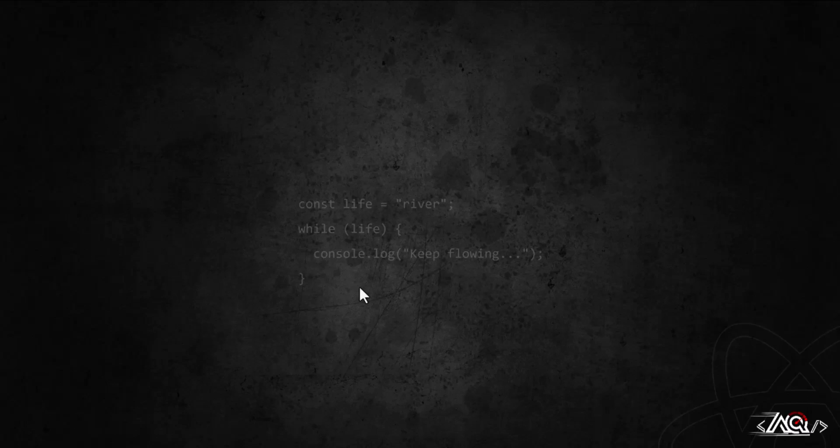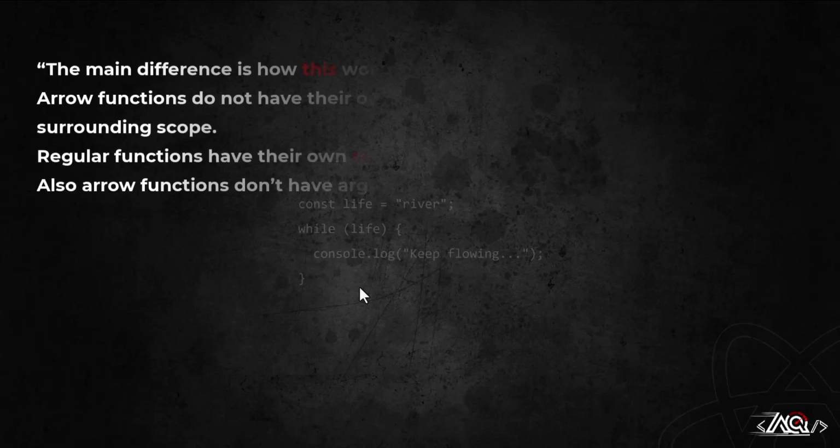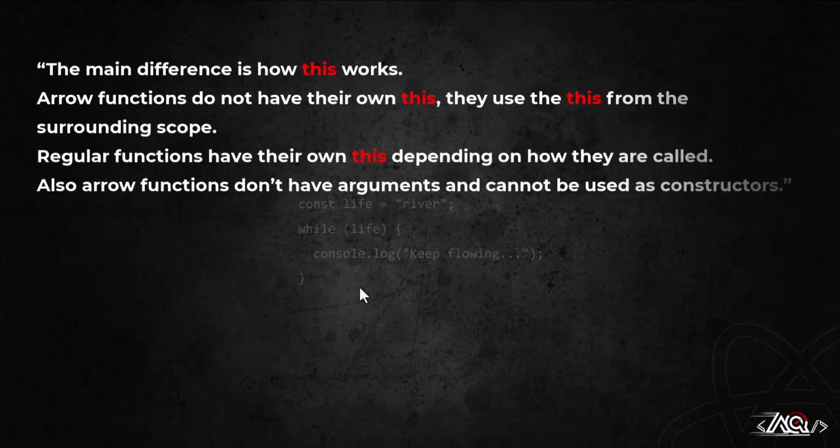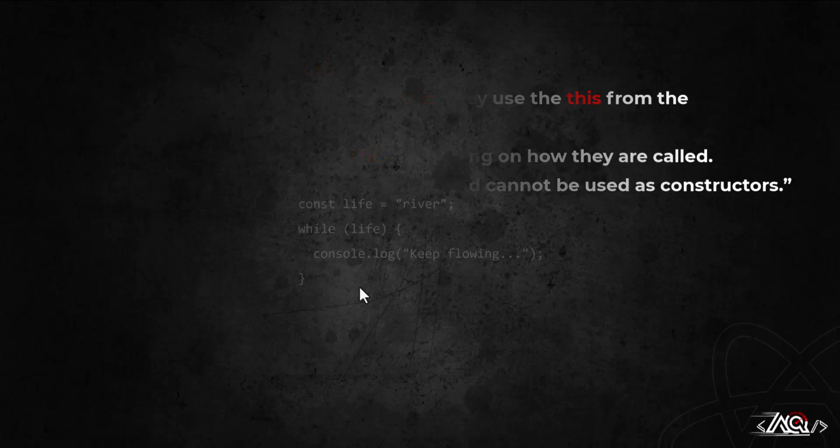If you want to give a shorter answer in an interview, you could say something like this. The main difference is how this works. Arrow functions don't have their own this. They use the this from the surrounding scope. Regular functions have their own this depending on how they are called. Also, arrow functions don't have arguments and cannot be used as constructors.